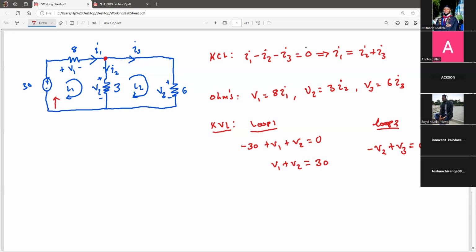Hello? Yes, sir. For the second group, where have you started with negative V2? Have you seen the way the polarities for V2 are given? It's negative here, it's positive there, okay?